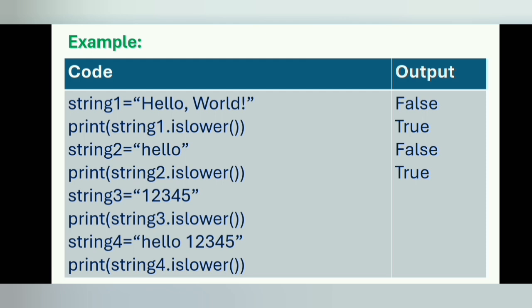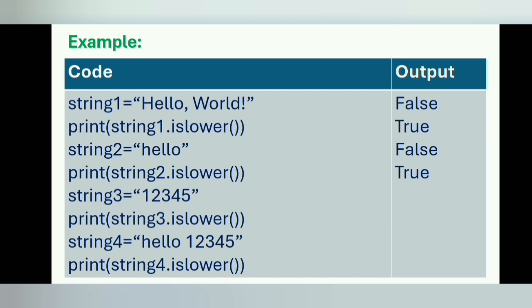Then we assign the string value hello, a blank space, 1, 2, 3, 4, 5 to the variable string4. In the following statement, we apply the string.islower method to this string. Then the print statement prints the Boolean value returned by the islower method. Here the output is true because all the letters in the string are in lowercase.